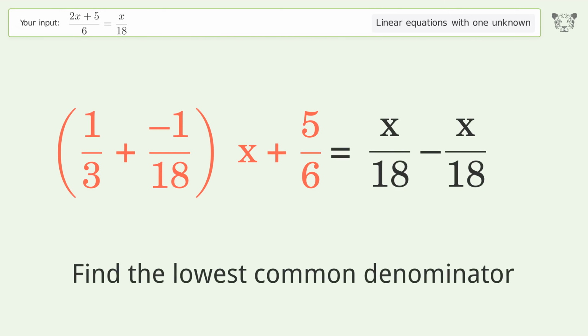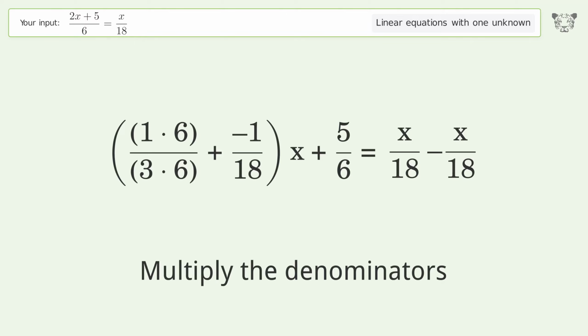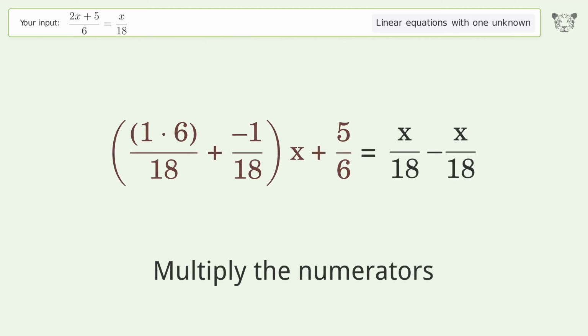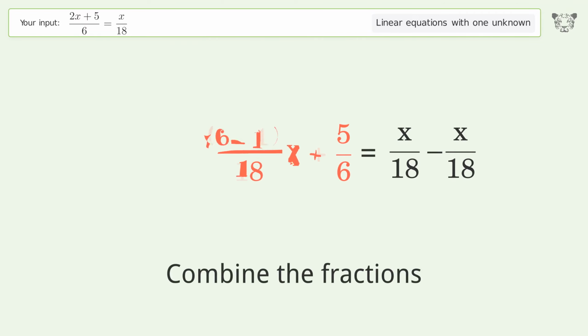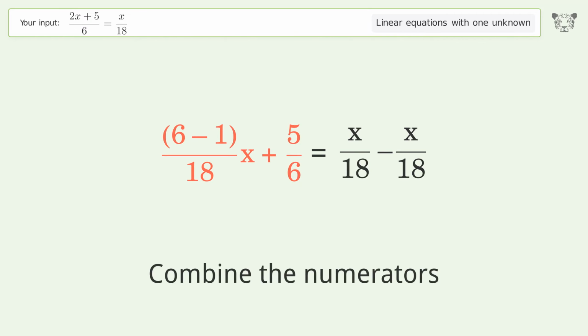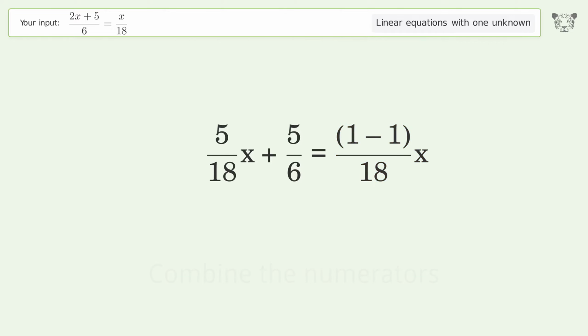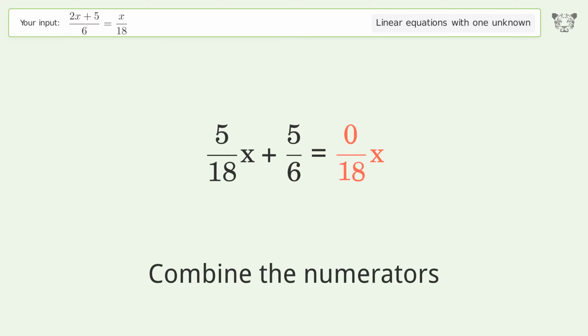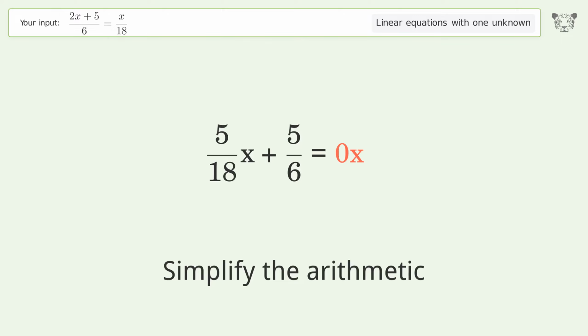Find the lowest common denominator. Multiply the denominators. Multiply the numerators. Combine the fractions. Combine the numerators. Combine the fractions. Combine the numerators. Reduce the zero numerator. Simplify the arithmetic.